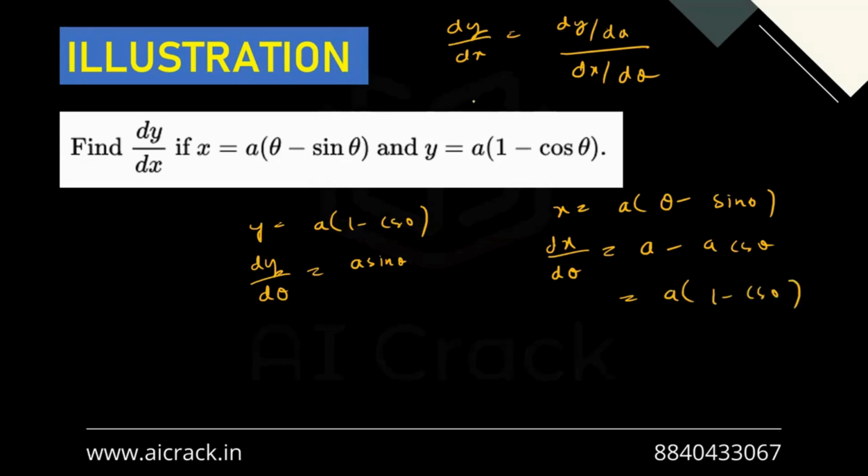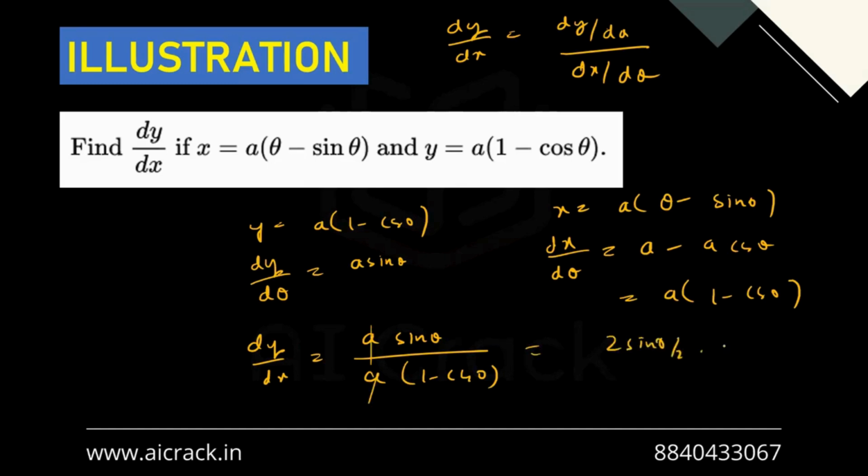Now if you want to calculate dy by dx, we have to divide both of them. So dy by dx equals to a sine theta upon a times 1 minus cos theta. This gets cancelled out. Now sine theta can be written as 2 sine theta by 2 dot cos theta by 2 divided by, this is 2 sine square theta by 2. 2 gets cancelled out. Sine theta by 2 gets cancelled out. So what we have got eventually, cot theta by 2.